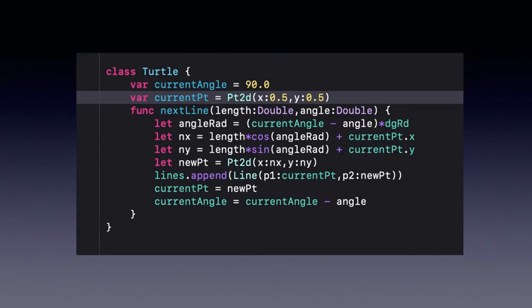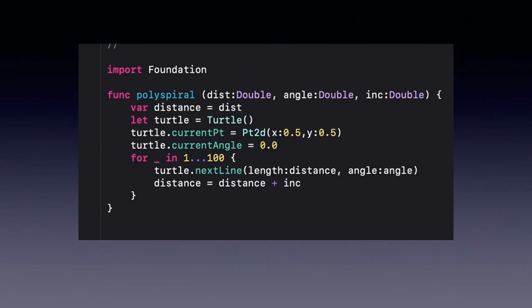Let's move on to the higher level function. The polyspiral functionality makes use of the turtle functionality. The function gets three parameters. It gets a distance, it gets an angle, and it gets an increment to the distance. I copy the distance parameter because the Swift language does not allow you to modify the argument value. I instantiate a turtle object and I modify its parameters. I put the turtle at the origin and I start with an angle of 0. I don't make any assumptions about the initialized value of the turtle object when it's created.